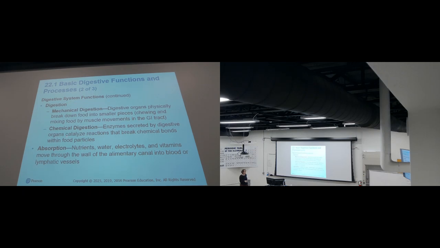Functions of the digestive system include absorption. We not only absorb nutrients, but we also absorb water, electrolytes, like sodium, potassium, calcium. We absorb vitamins, and we transfer those from the alimentary canal into the blood and lymphatic vessels, because we have lymphatic vessels and then we have blood vessels that help to distribute all of these water, nutrients, electrolytes into the different cells that require them.